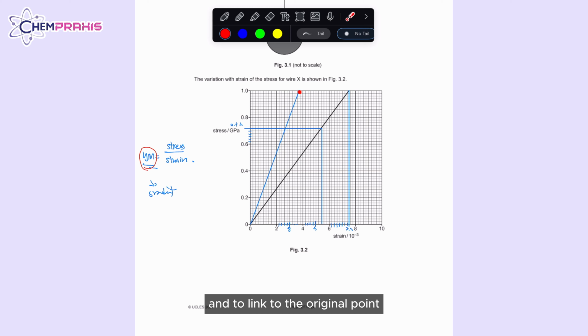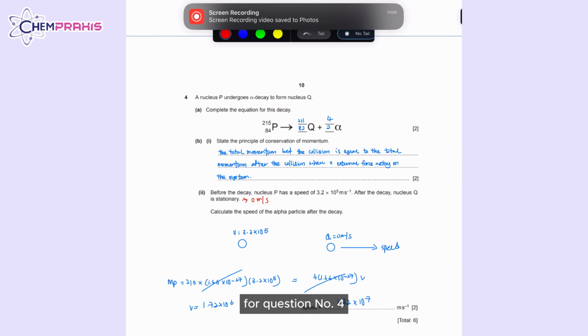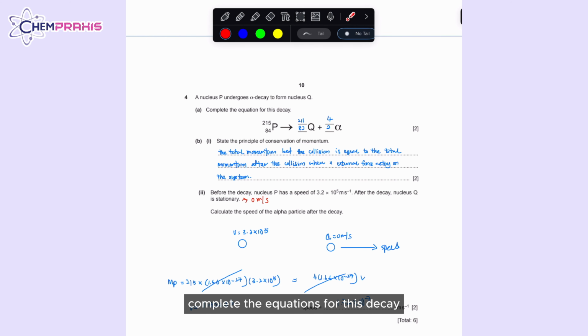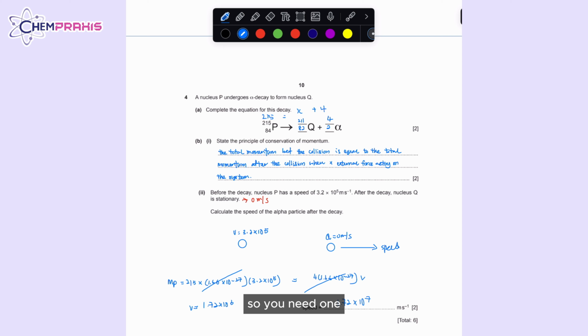and link to the original point. For question number 4, complete the equations for this decay. You will need to know the value for a helium nucleus, which is 4, 2, and you can balance the equation by just looking at the values to balance the left and right numbers. So you need 211 for Q at the top for the nucleon number and 82 for the proton number.